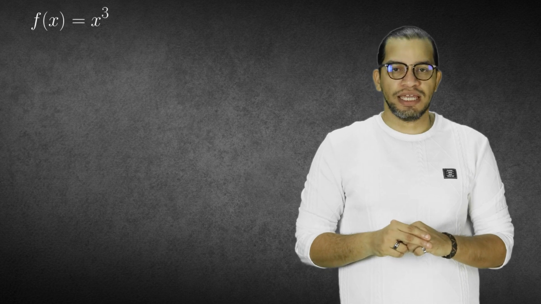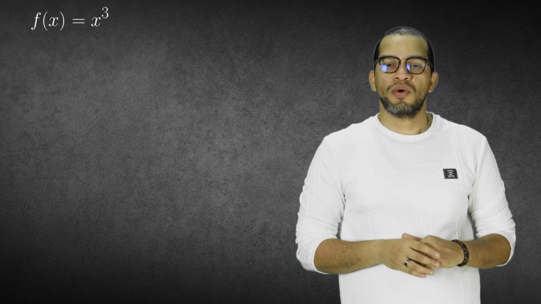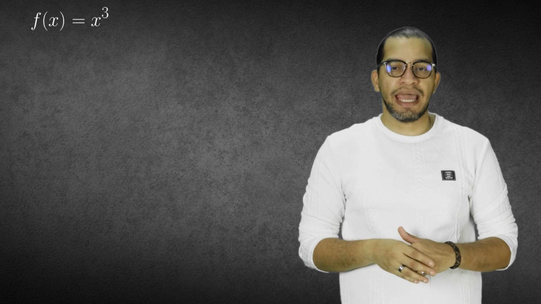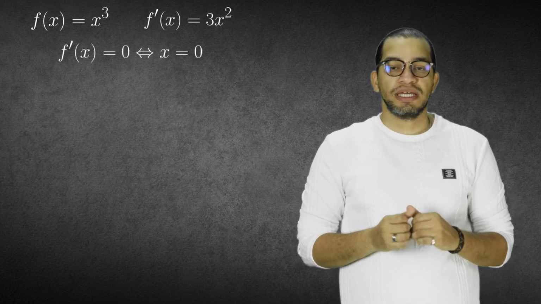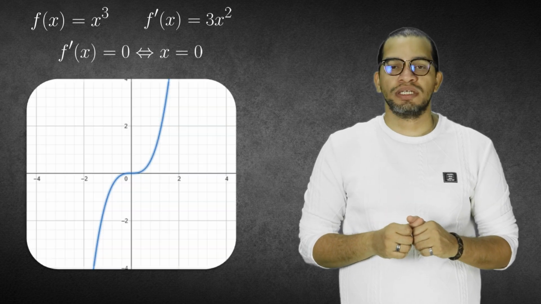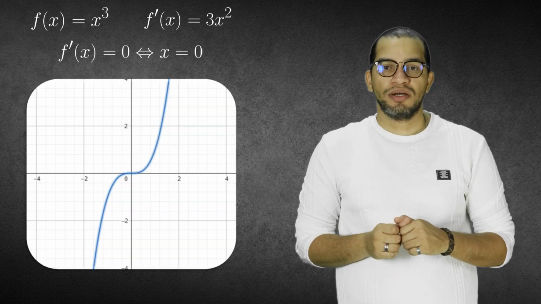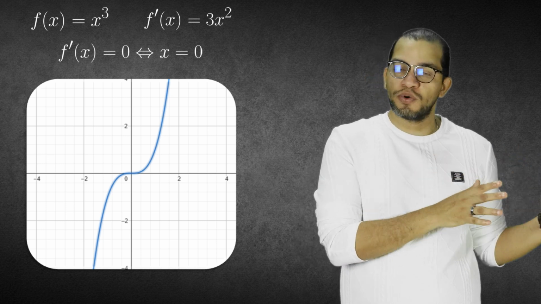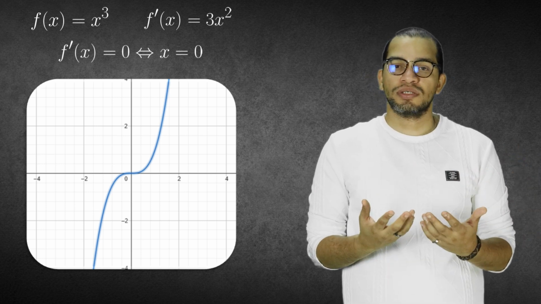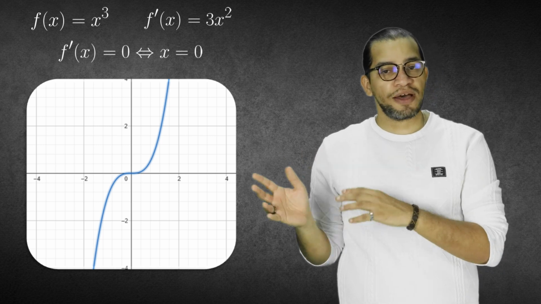For example, if we analyze the function f of x equals x cubed, we notice that the point x equals 0 represents a critical point. Nevertheless, such a point is not a minima or a maxima. We only know that right before such a point, the function was increasing, and right after as well.